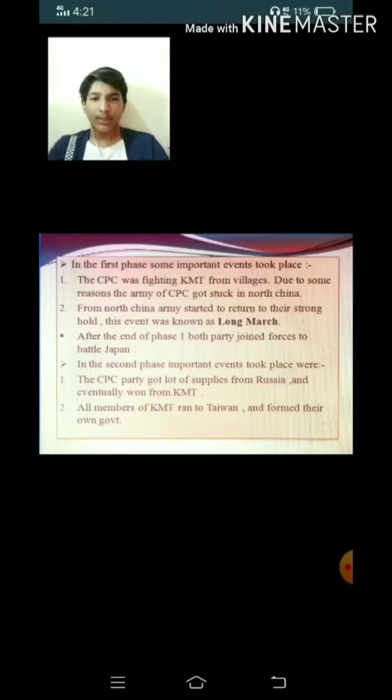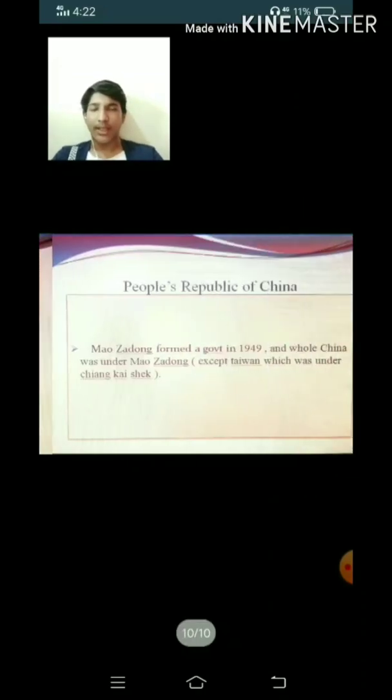In the second phase, an important event took place where the CPC got a lot of supplies from Russia and eventually won against the KMT. It is obvious that Russia was a communist country, so that's why they supported the Communist Party and gave a lot of supplies like weapons to the CPC, and with the help of Russia, they won against the KMT. All the members of the KMT ran to Taiwan and from there they formed their government. Taiwan was an island under China. It was controlled by the people of the KMT. Until today, China is controlled by the CPC and Taiwan is controlled by the KMT.